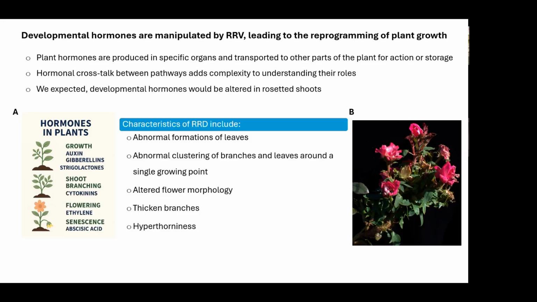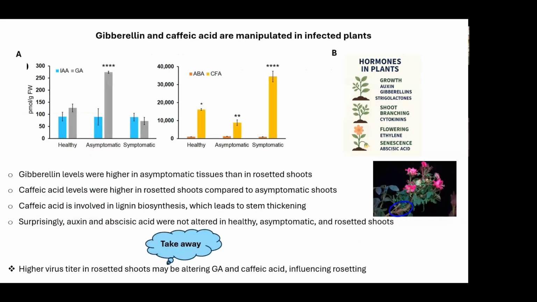And the characteristics of RLV, as we know, are abnormal formation of leaves, abnormal clustering of the branches, altered flower morphology, thickened branches, and hyperthoniness. And as you can see here, they appear on the upper part of the plant. So we are expecting the developmental hormones to be altered on the rosetted shoot of the branch. So we started to look at gibberellin and caffeic acid, and we found they are manipulated in infected plants.